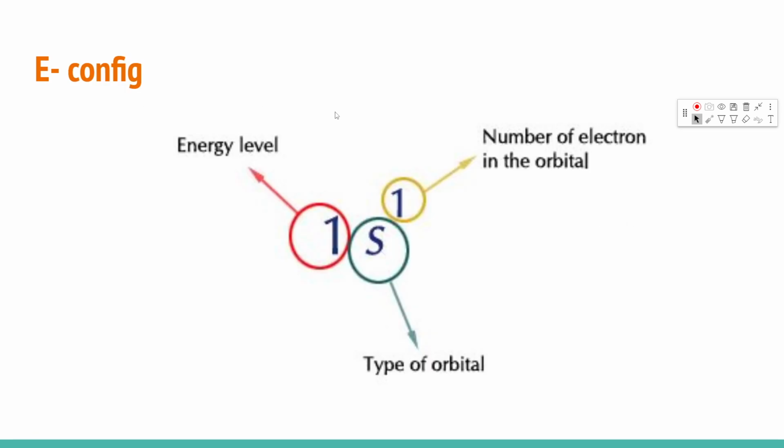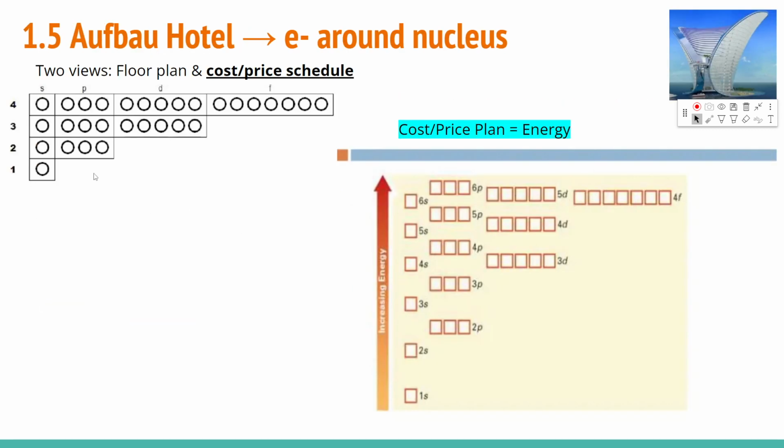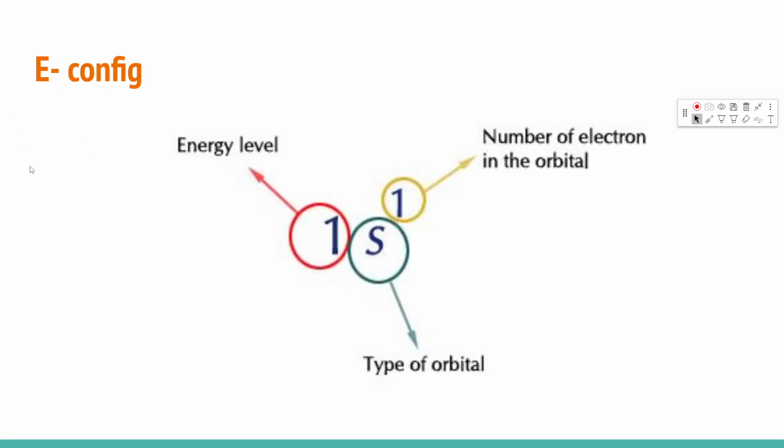So econfig, or electron configuration, can be written as such. The first number, which is a big number, is the energy level that corresponds to the floor that I was talking about earlier. So if I go back here, we have the different floors, right? And that's what that big number corresponds to. The S is the type of orbital, which in my analogy was the type of room, and then how many electrons are chilling in that orbital, or in that room, would be the superscript.